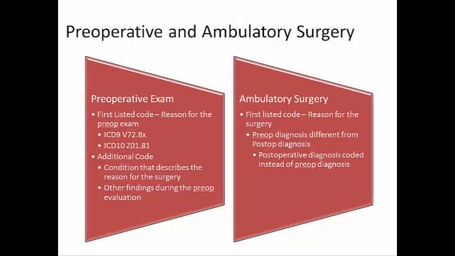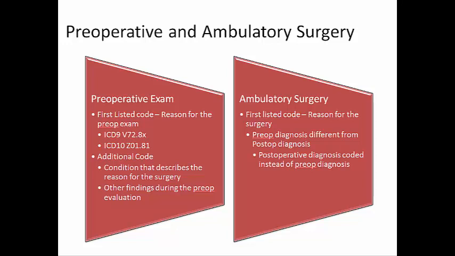Preoperative evaluations are routinely done for clearance to surgery for patients with associated comorbidities or other chronic conditions. When coding these visits, the V code to describe the pre-op exam is always sequenced as a first listed diagnosis, followed by the diagnostic reason for the procedure or surgery that's being performed. Coder can assign any additional finding during the pre-op examination.